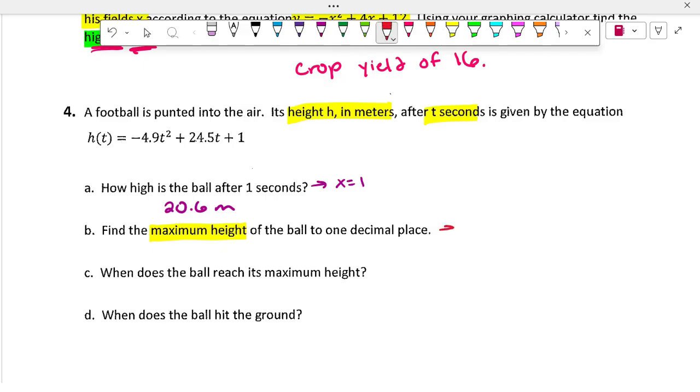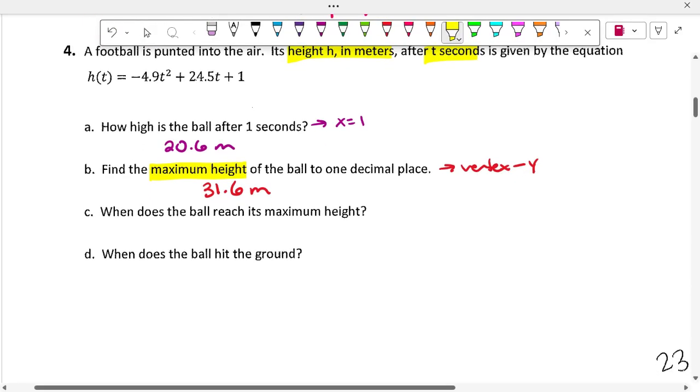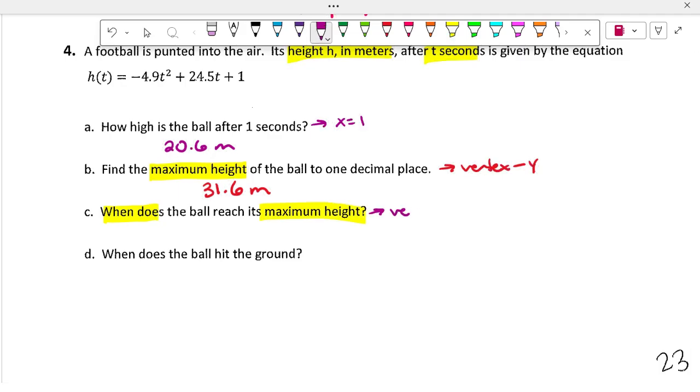So we know that's vertex, specifically of the Y variety. So what is my maximum height? 31.6 meters. It then asks, when does the ball reach its maximum height? So again, still vertex, but now it's the X value. So how long did it take to reach that height? 2.5 seconds.